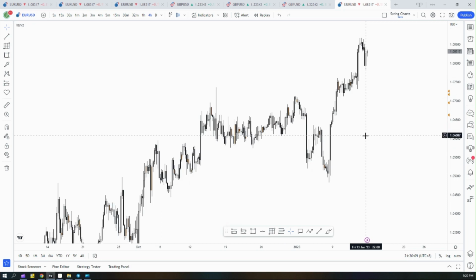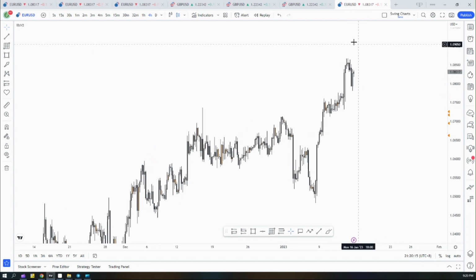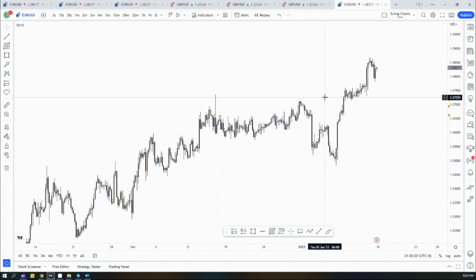Now, what we're going over today is how to catch sniper entries, how we can be catching the top of these moves. I'm specifically going to be going over counter trend trades today. So let's get into the video.